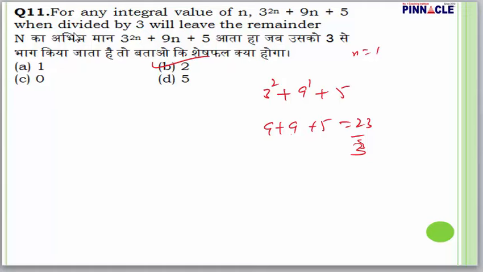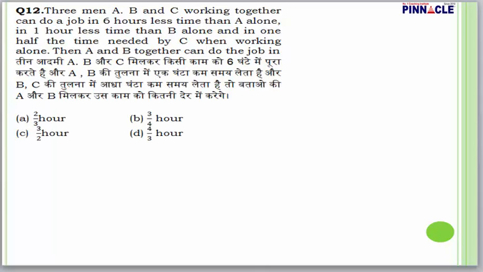Question number 12. Three men, A, B and C, working together, can do a job in 6 hours less time than A alone, in 1 hour less time than B alone, and in 1.5 the time needed by C when working alone. Then A and B together can do the job in how many hours?